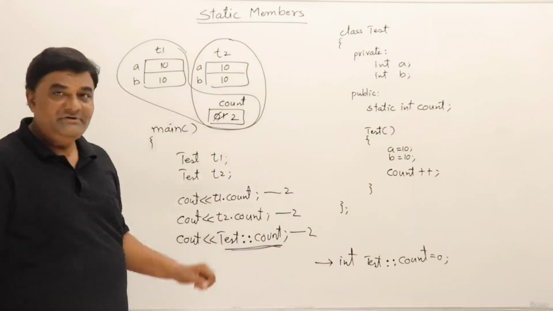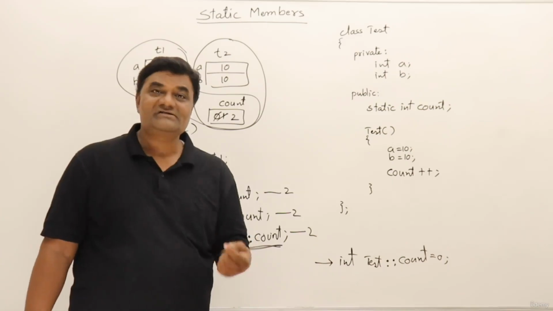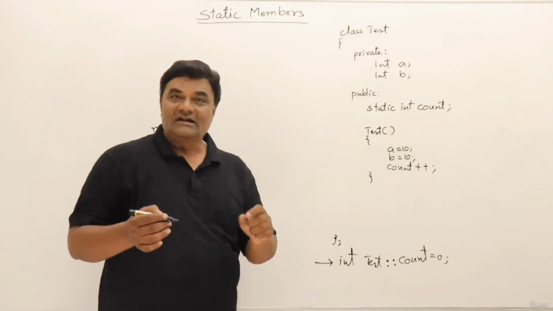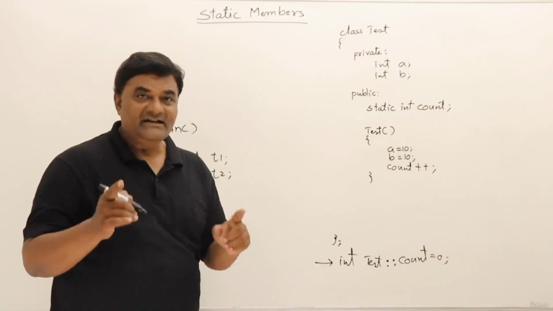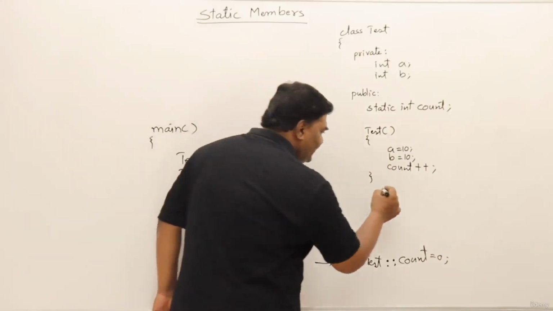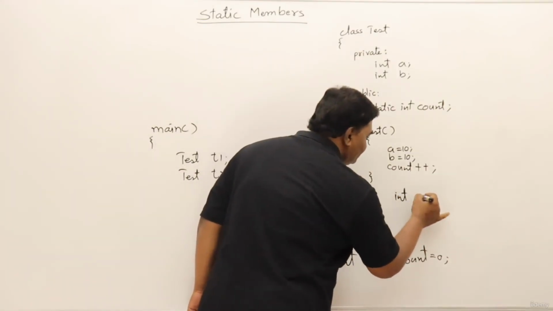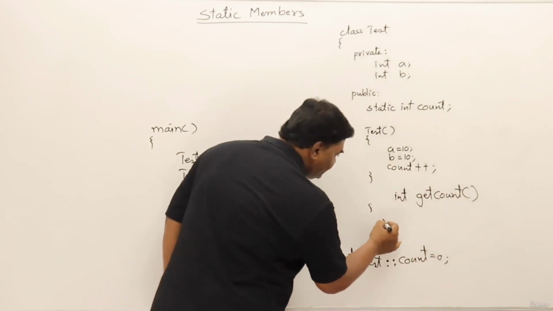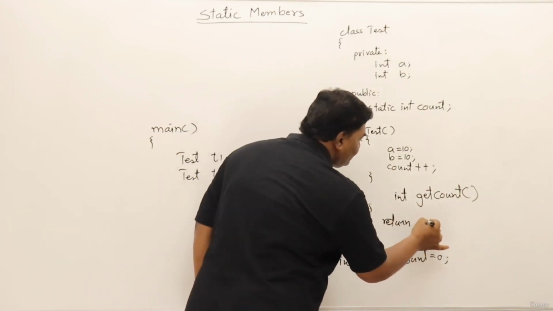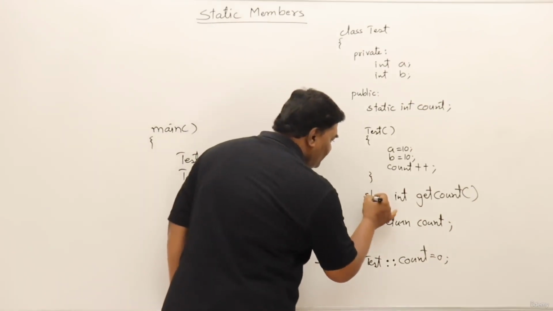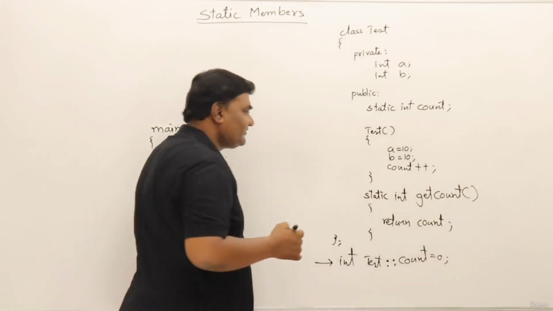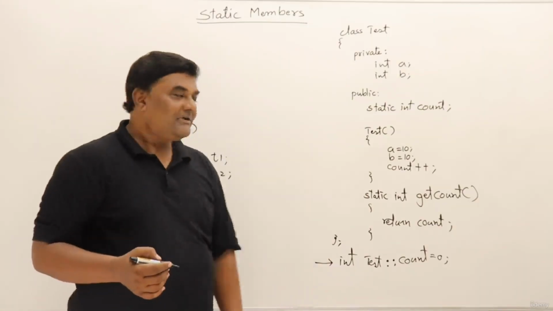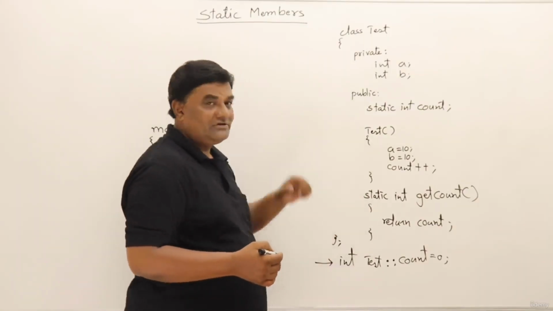I'll remove a few things from here, then I will discuss static member functions also. Now let us see. I will write down a static member function. Here I want one function, that is getCount. What will this function do? This function returns count. Now I want to make this function static. So this is a static member function, and it is returning count.